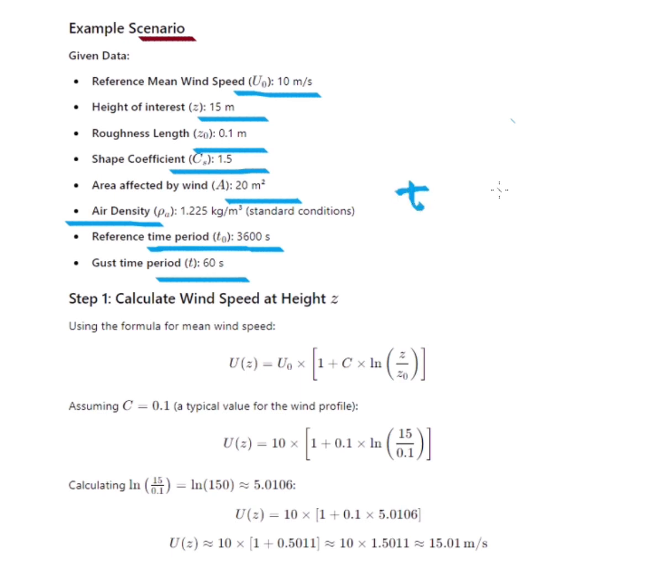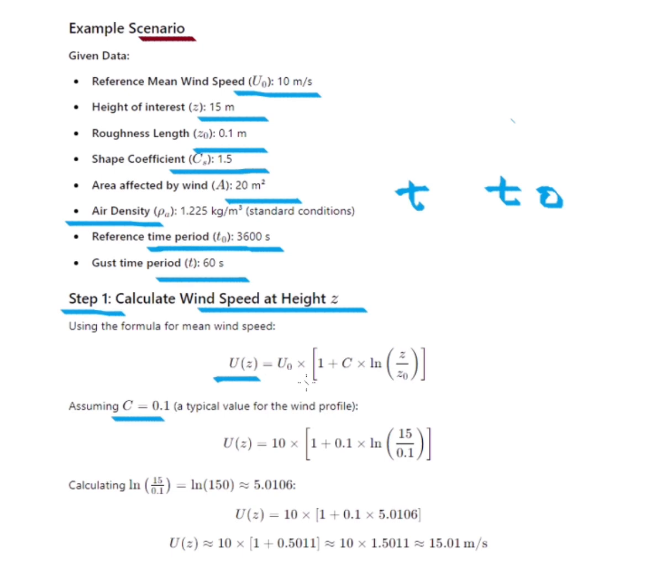So you have all the values T, T naught, Z, Z naught, and C a shape coefficient, everything is there. So we will use this as the example to calculate the wind pressure and wind speed basically. First step is to calculate the wind speed at height Z. We know u of Z, which is u naught into 1 plus c into logarithmic value of Z by Z naught.